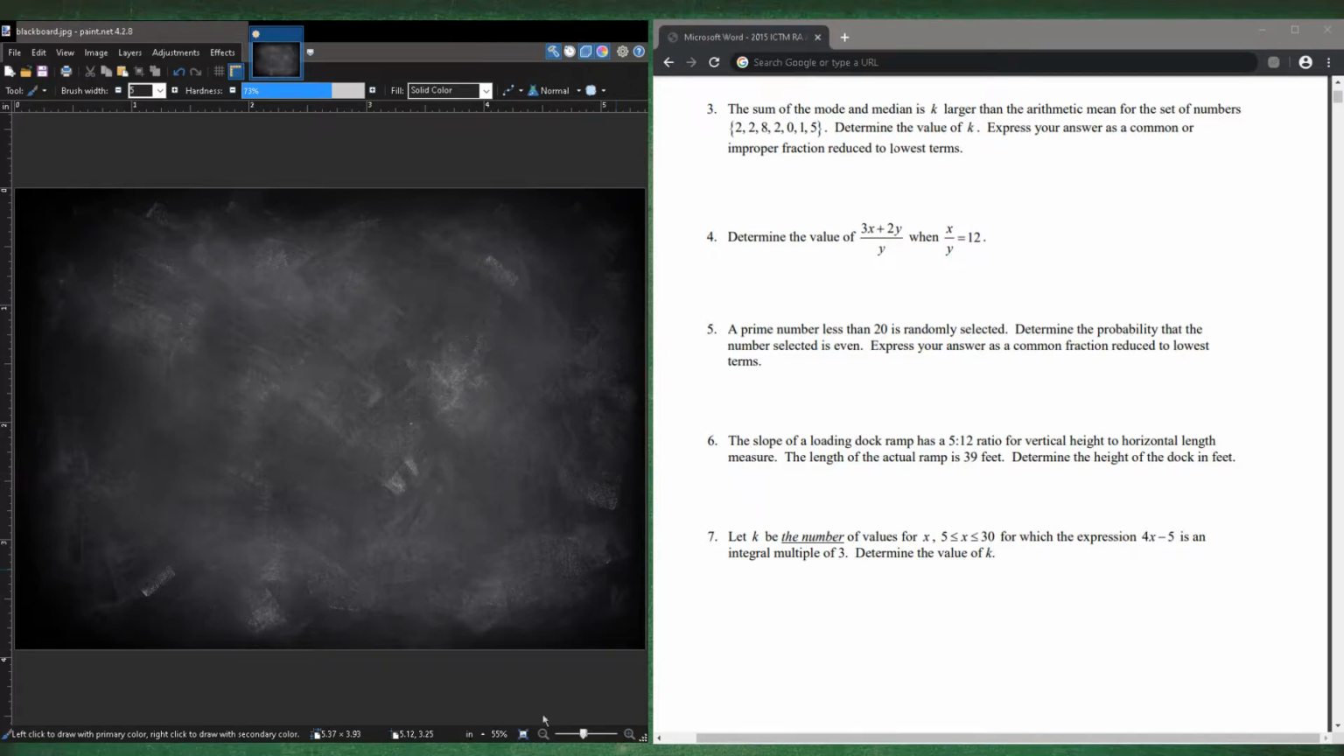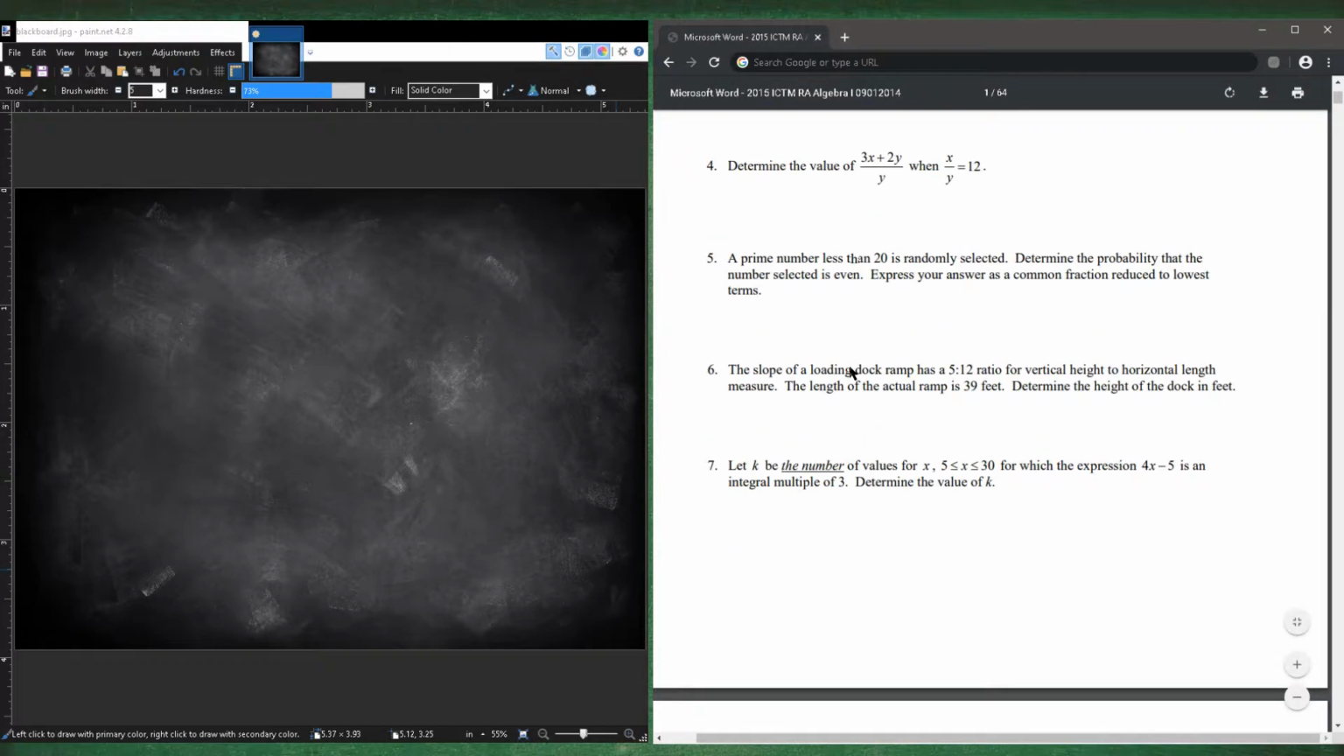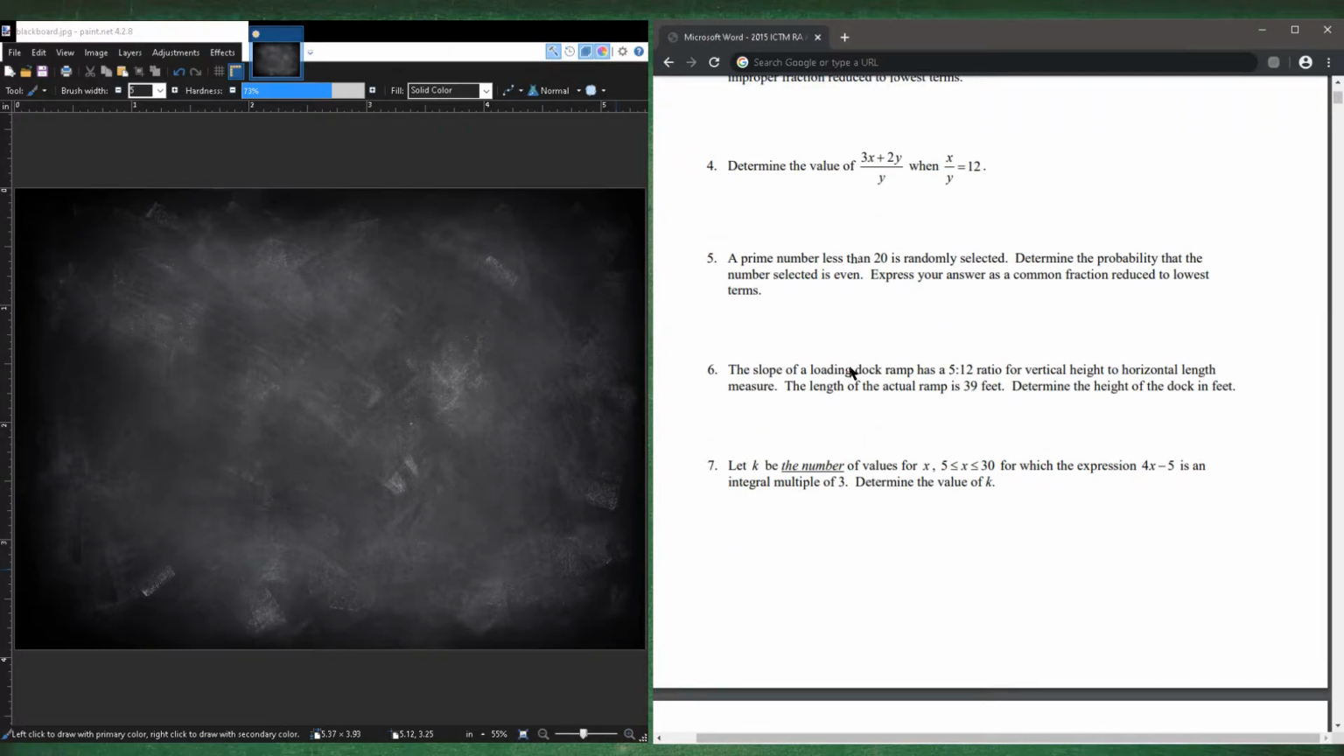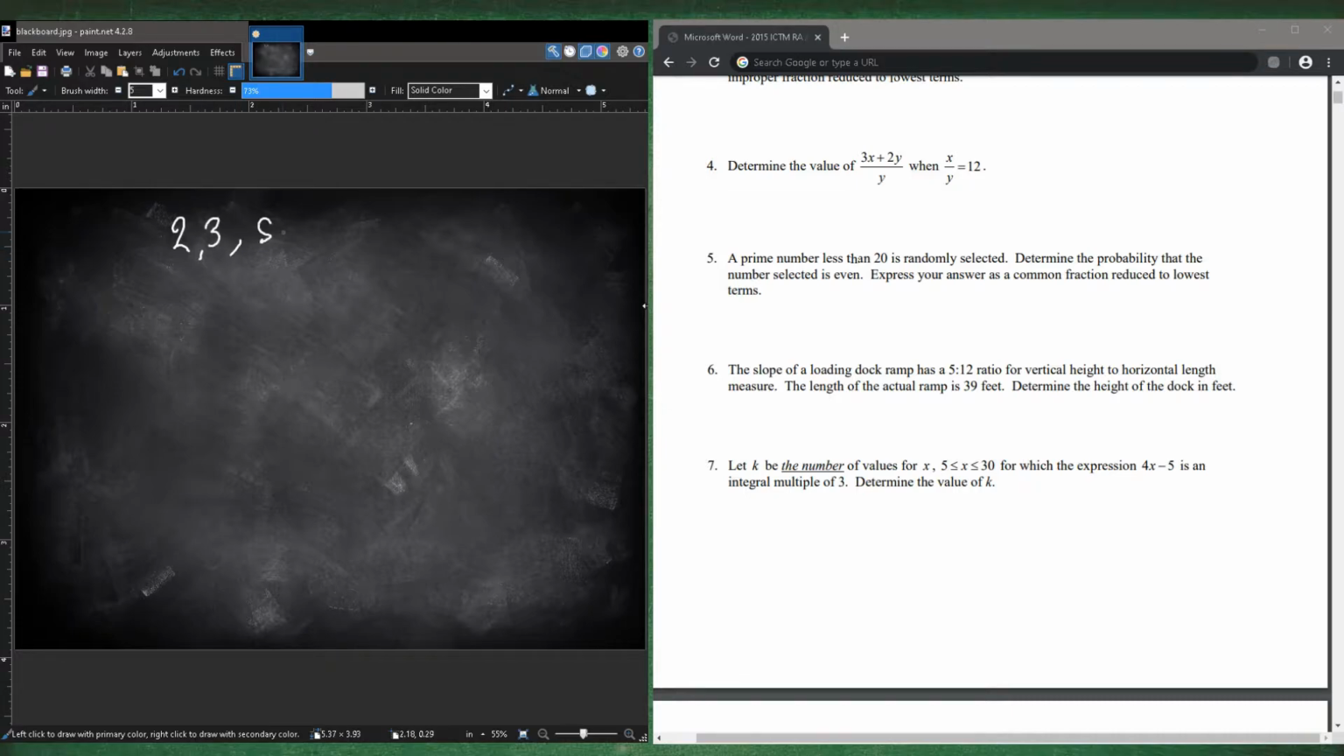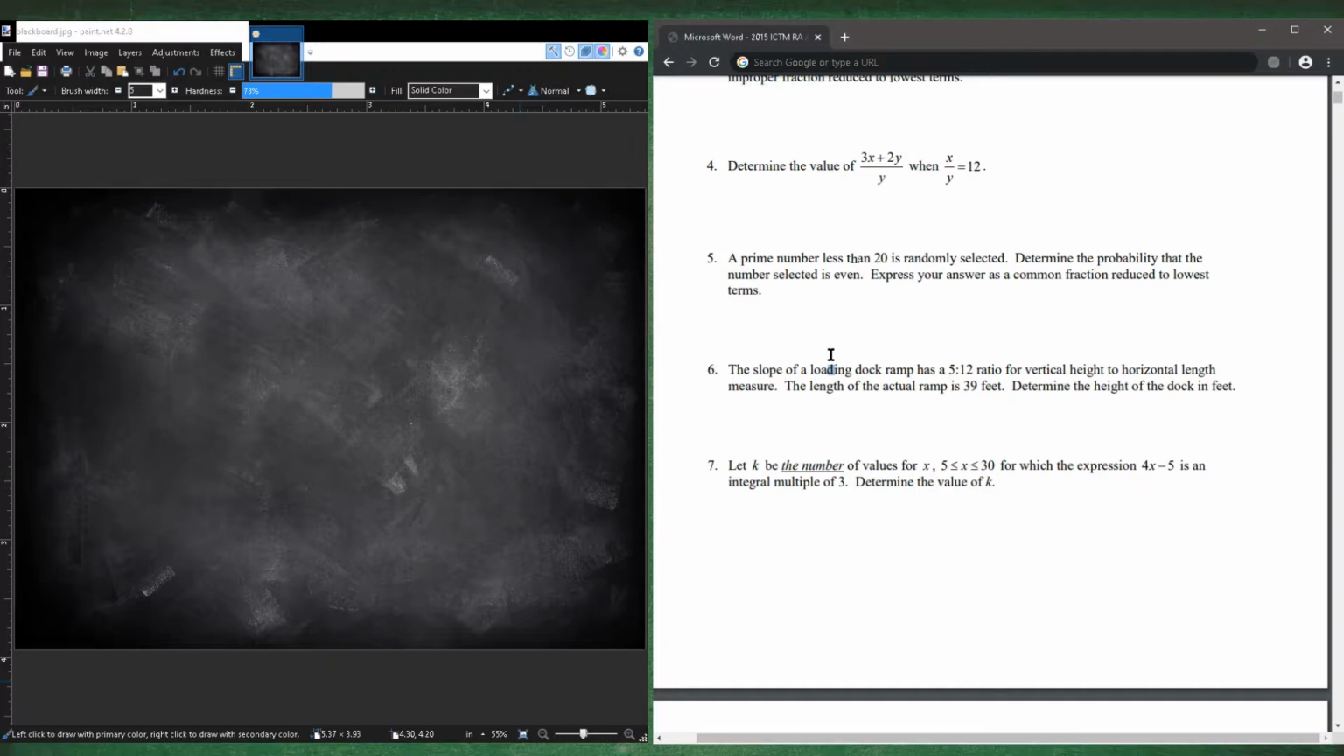Pretty simple. Number 5. A prime number less than 20 is randomly selected. Determine the probability that the number is even. So let's write a bunch of primes all the way to 20. So 2, 3, 5, 7, 9 is not one, 11, 13, 15 is not one, 17, and 19. So we have 1, 2, 3, 4, 5, 6, 7, 8. There's 8 of them. And how many are even? Only 2 is even. So there's only 1. So your answer is 1/8. Basically just that simple. Just list out and then find, I guess.